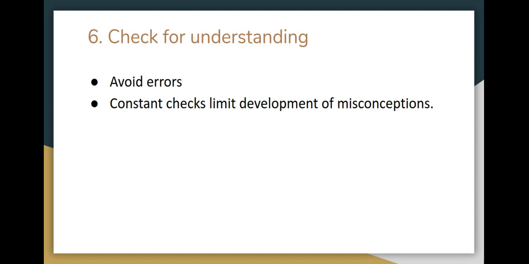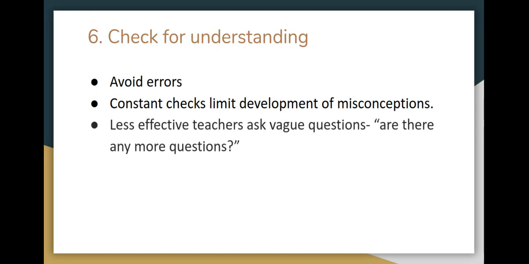In contrast, the least effective teachers in Rosenshine studies kept checking for understanding using vague questions, asking things like, "Are there any more questions?" or "Does everyone get this?"